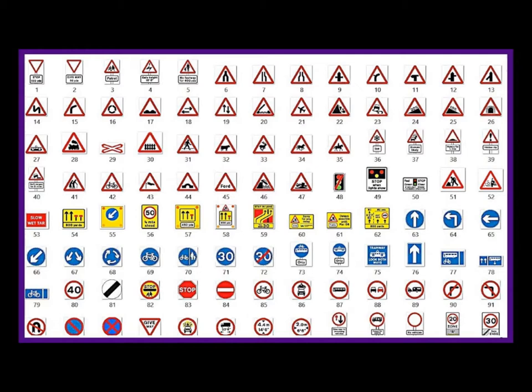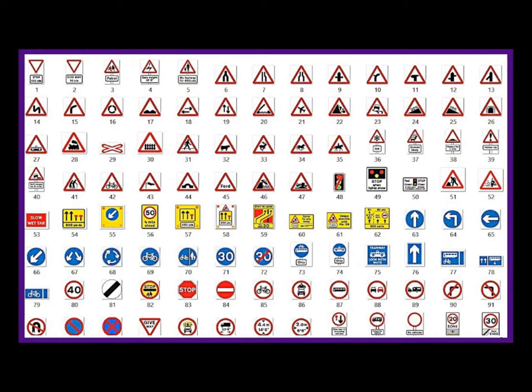Where would you see a contraflow bus and cycle lane on a one-way street? What does this sign mean? So we've got a longer horizontal blue rectangle sign. On the left, there's a blue square with two white arrows going up. And on the right, we have a bus and a white arrow under it pointing down. That's a contraflow bus lane.